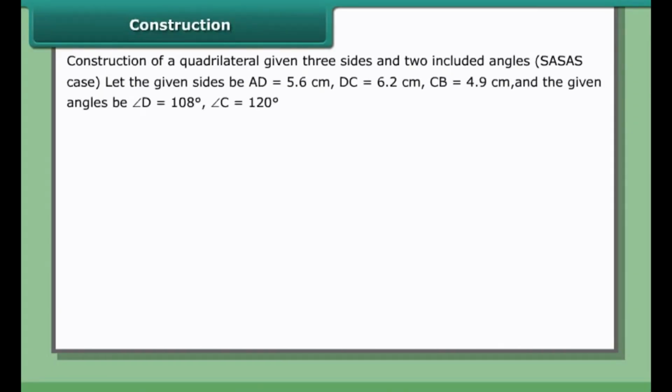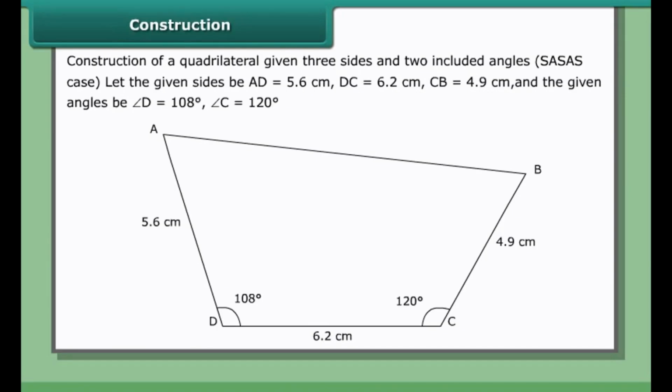Construction of a quadrilateral, given three sides and two included angles, SAS case. Let the given sides be AD as 5.6 cm, DC as 6.2 cm, CB as 4.9 cm, and the given angles be angle D as 108 degrees, angle C as 120 degrees. In this case, we do not need to construct the quadrilateral by constructing two triangles.